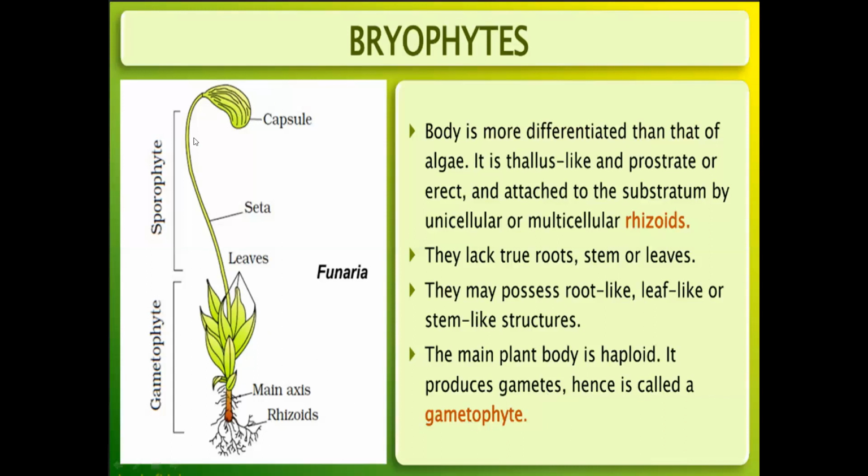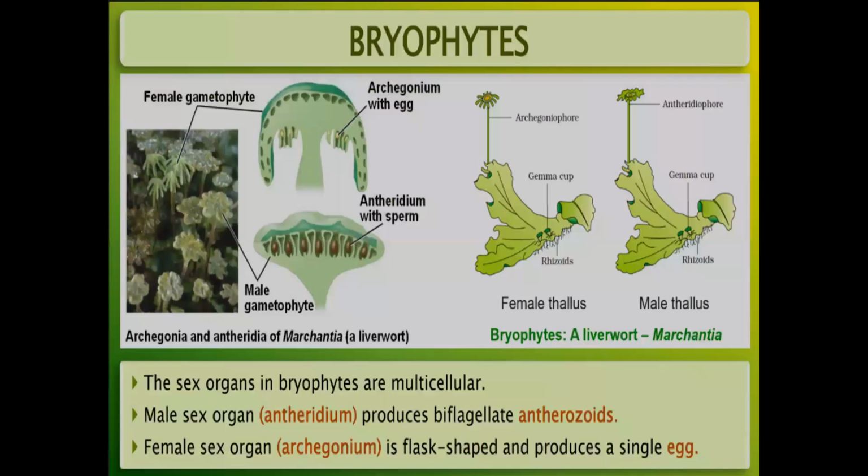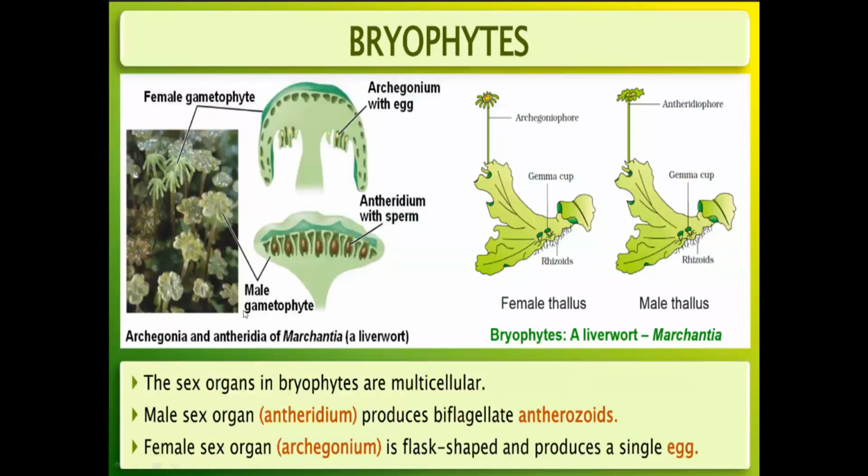This main plant body is haploid. What is haploid? Haploid means they have single set of chromosome. Now this will produce gametes, male gamete and female gamete, and they are called gametophyte. Now here you will see two things. One is gametophyte, the other one is sporophyte. That you will see next time. This is the structure of gametophyte, this is rhizoid, this is the leaf-like structure.